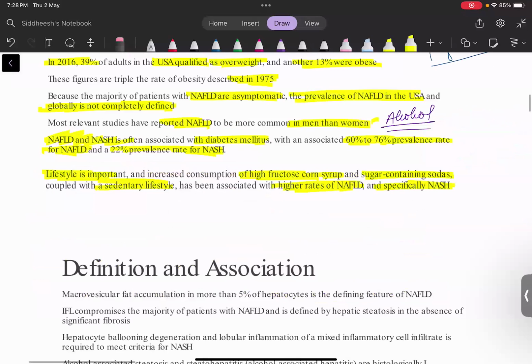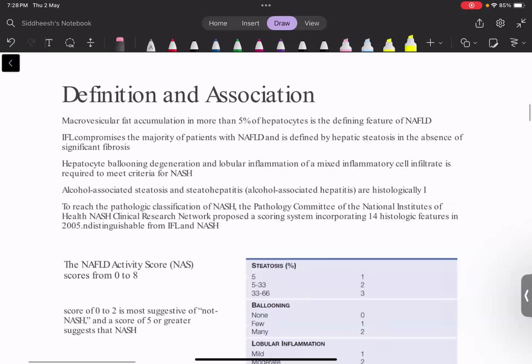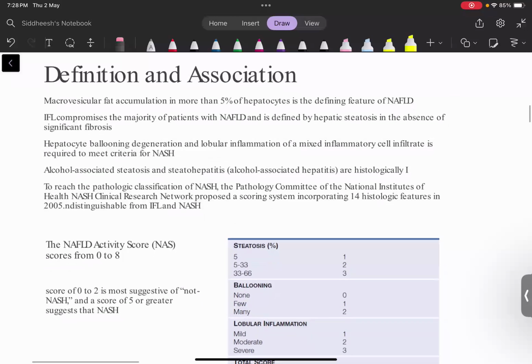Okay. The major thing now is the definition and the association with NAFLD. So how to tell whether my patient is having NAFLD or not? Macrovesicular fat accumulation in more than 5% of the hepatocytes is the defining feature for NAFLD. If someone asks how much fat, it is 5% or more than 5% in the hepatocytes.